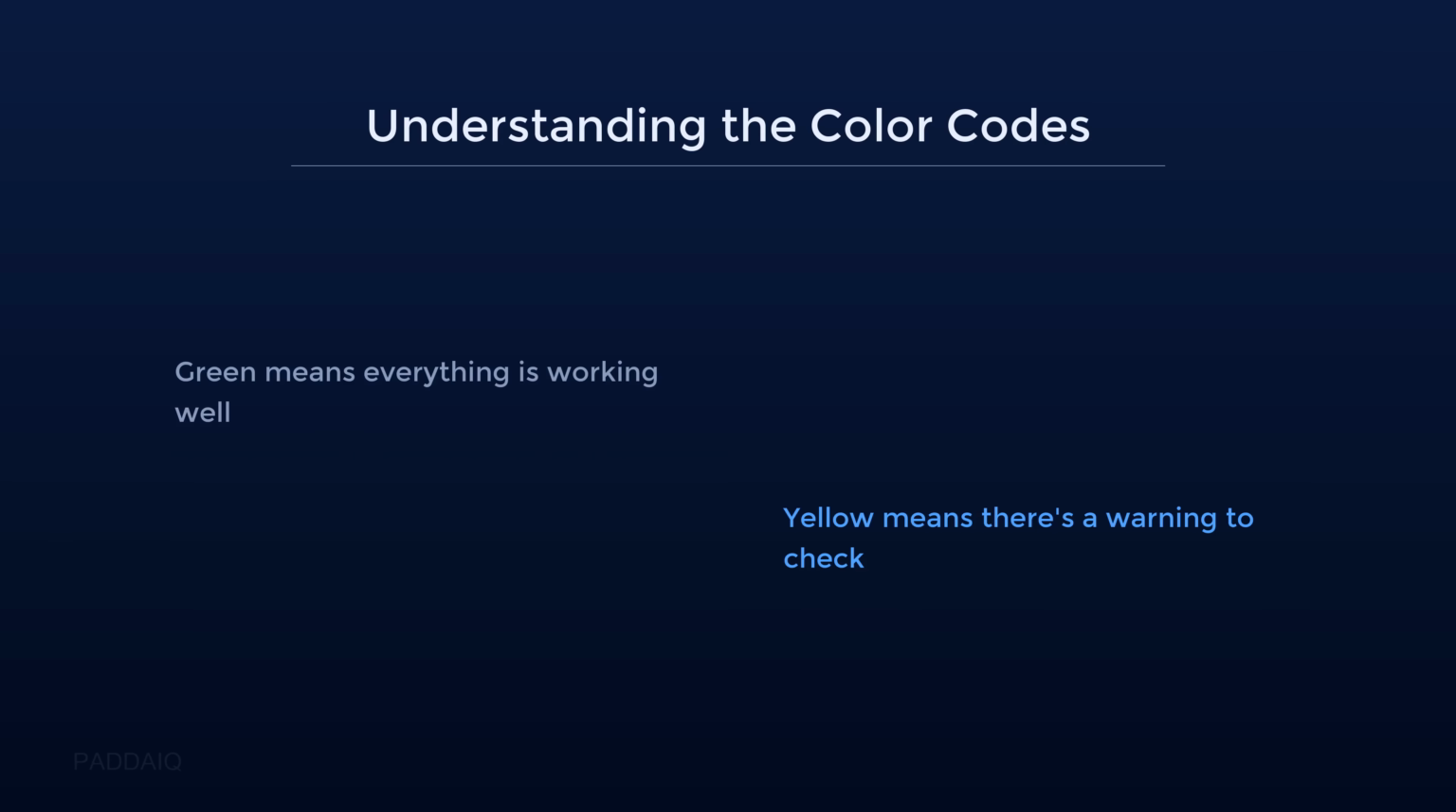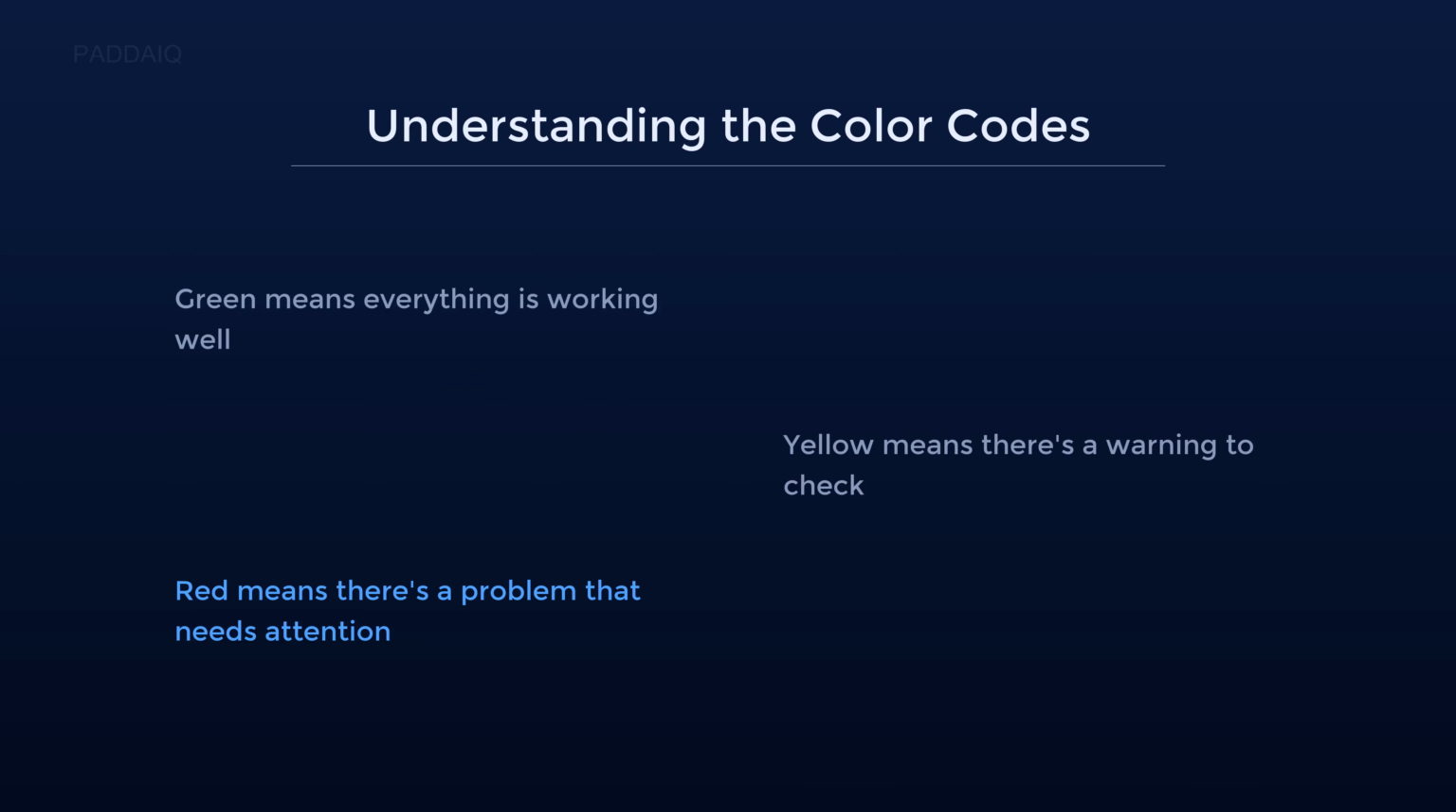Yellow means there's a warning to check. This indicates a potential issue that needs your attention but isn't critical yet. For example, in monitoring, it might show a service is nearing its memory limit. Always review these alerts to prevent them from escalating into serious problems.